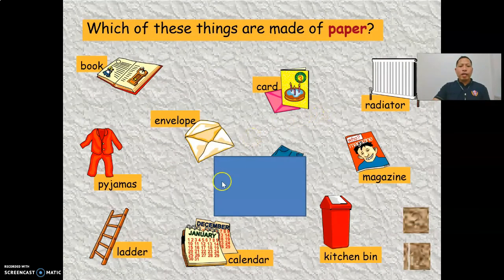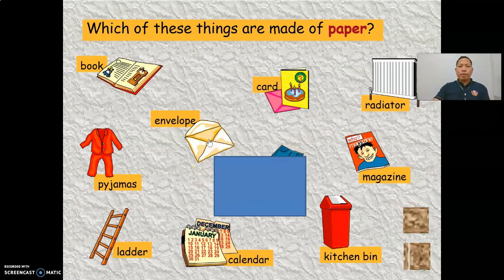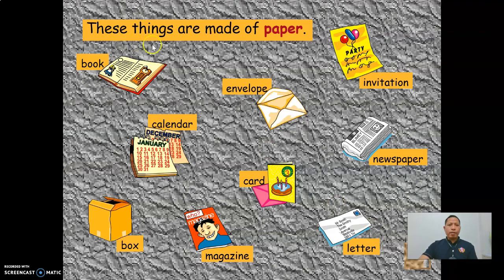Wrong. How about ladder? Three, two, one. Wrong. How about envelope? Is it made of paper? Yes or no? Three, two, one. Well done. Next. Okay, how about calendar? Three, two, one, go. Let's recap. These things are made of paper: book, envelope, invitation, calendar, box, magazine, card, letter, and newspaper. Okay, these are made of paper.